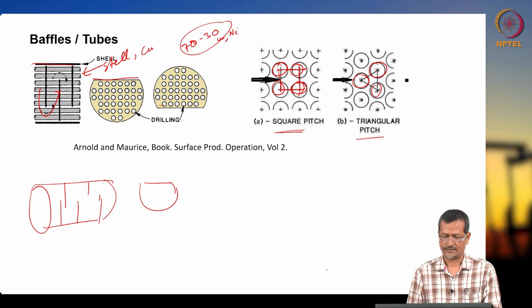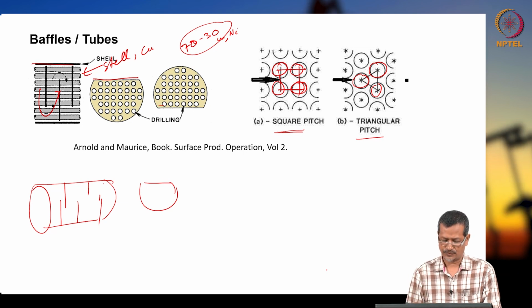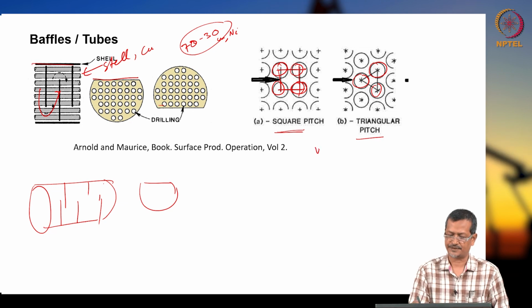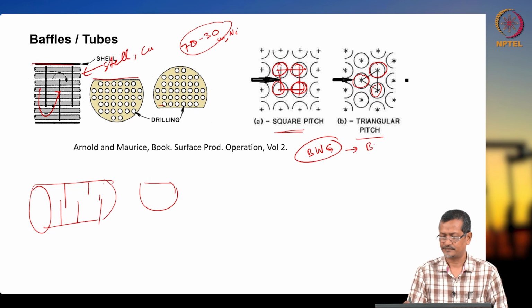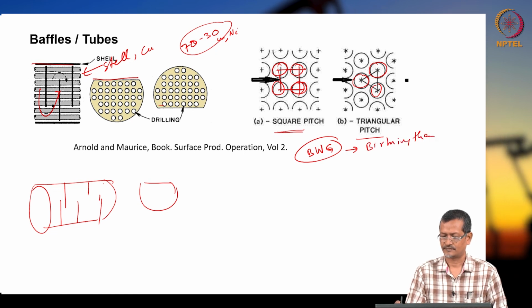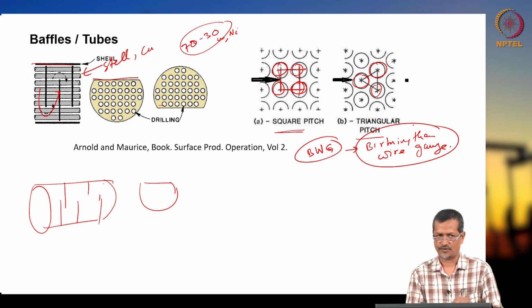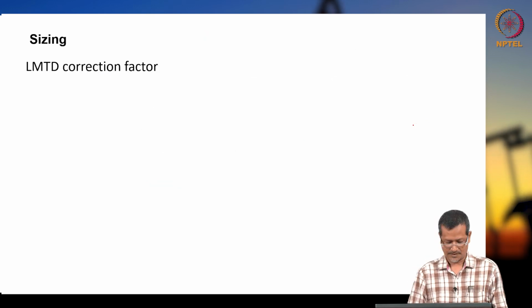Whenever you are talking about wall thickness, one term they use is Birmingham Wire Gauge, BWG. You should remember the term BWG, Birmingham Wire Gauge. They use this unit for thickness measurement of tube.